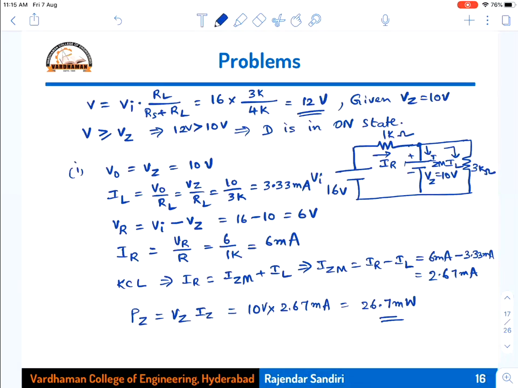So we first have to decide, for the given values of Vi, RS and RL, whether the diode is on or off. If the diode is off, then that circuit no more acts like a voltage regulator. Then leave all those things; if possible, calculate the required values asked in the problem, otherwise it is of no use. If the diode is on for the given values of RL, R and Vi, then you can calculate the power dissipated in the Zener diode, the current flowing in the Zener diode, and all those parameters. So that is all about the problem.